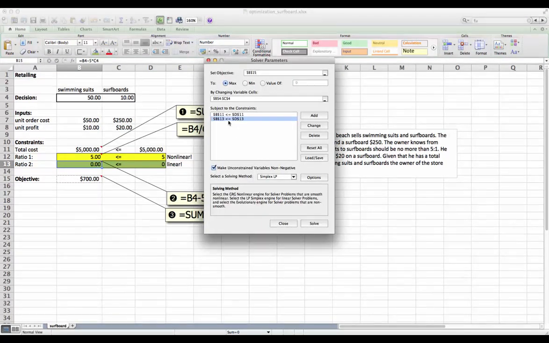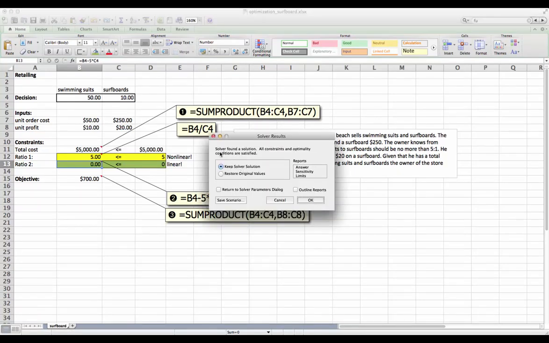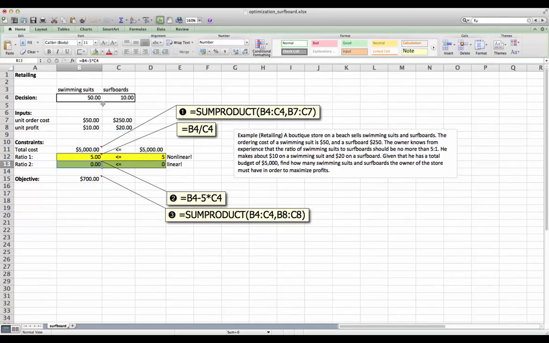Okay. Now we use this second constraint, which is linear. Let's solve it. Now Excel is setting it up, and look what it says. Solver found a solution. All constraints and optimality conditions are satisfied. Let's keep the solver solution and look at it. So indeed, it finds we should order 50 units of swimming suits and 10 units of surfboards, and we are able to get a good solution using the linear constraint.